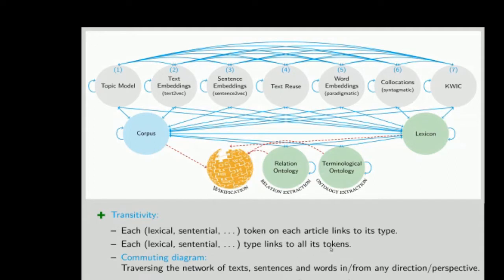In this way, we get a commuting diagram in which we can traverse the network of texts, sentences, and words in whatever perspective and from any direction. So you can start from the document level, for example, then you switch to the sentence level, or you go directly over to the word level or whatever direction you have in mind. This is allowed by means of this inter-networking of the different representation layers of a Wikidition.